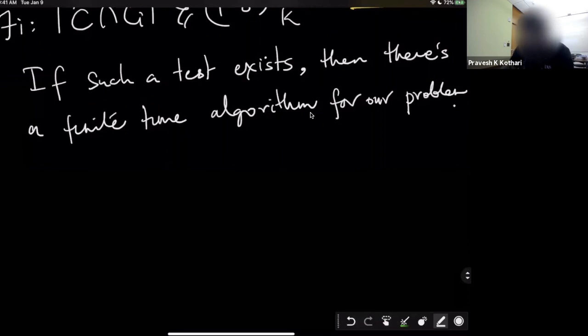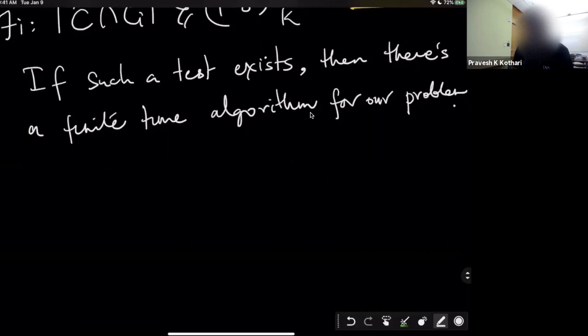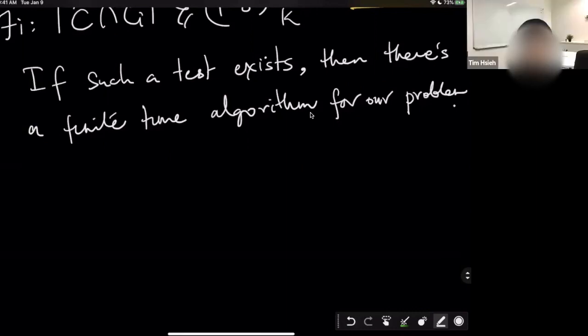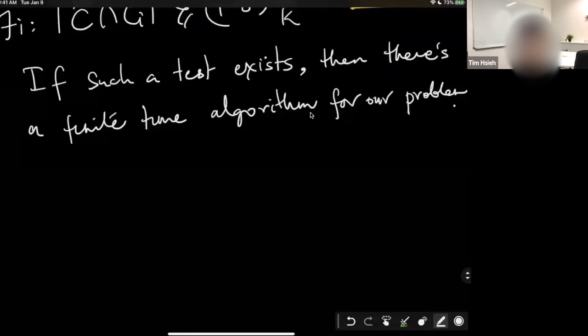Now, in general, we shouldn't expect that whenever such a test exists, we can always simulate the oracle in polynomial time. Can somebody tell me why we should have such conservatism? Why should we not always expect to simulate the oracle in polynomial time? It's kind of a trick question. If we can do that, then we solve NP problems.